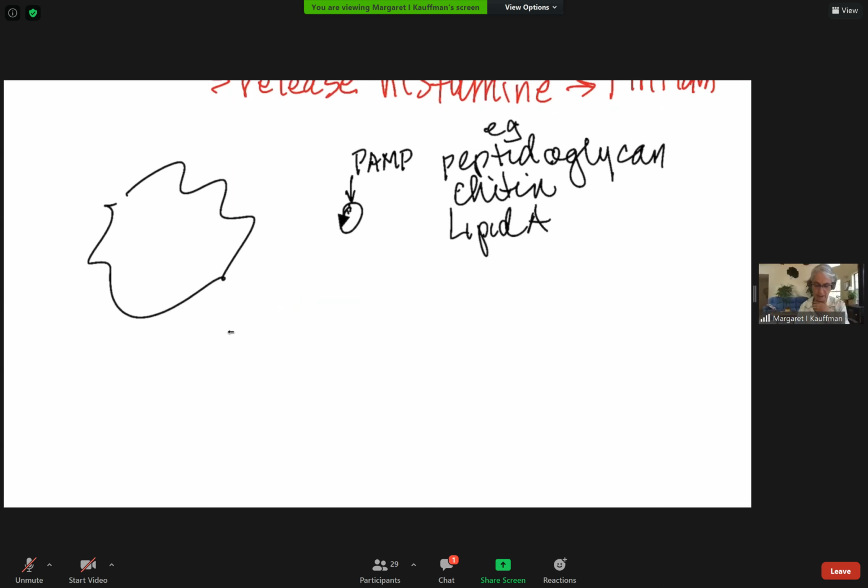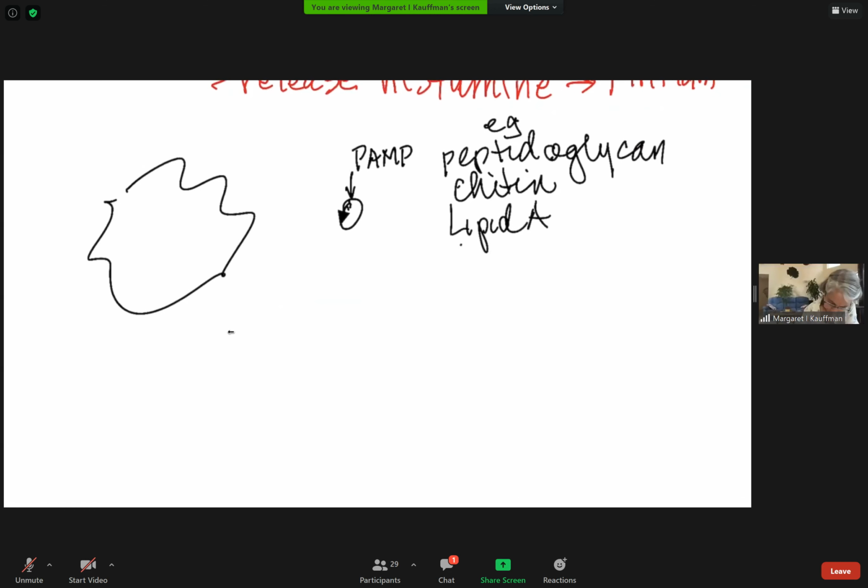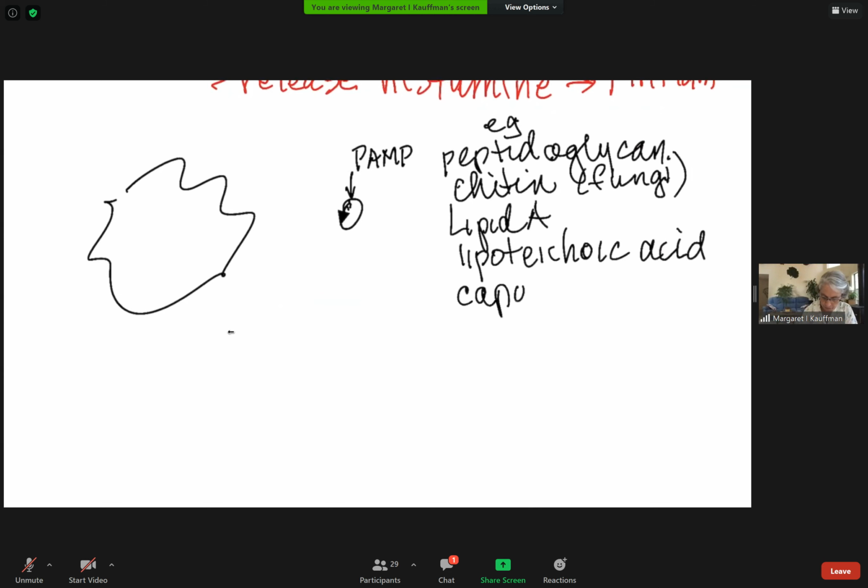Okay, so we gave a couple examples. You said peptidoglycan, and did you mention something else besides? Lipoteichoic acid. Oh, yes, that's another one. Okay, so these guys are fungi, but the others are all bacteria. And if it was a virus, you would have the capsomere proteins. Again, more on this later. Capsomere proteins.